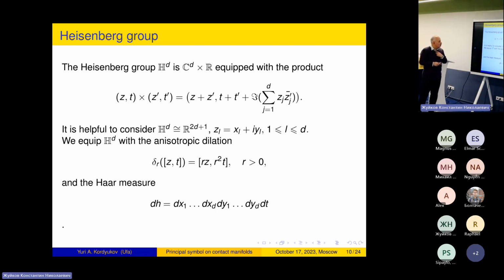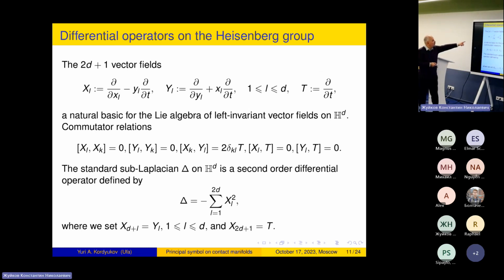We know that it's natural to consider this anisotropic dilation on this group. So this is the Haar measure. And then we have the basis of left invariant differential operators. And we have such commutation relations, which are related to the canonical commutation relations in quantum mechanics. And then we take the standard sub-Laplacian.